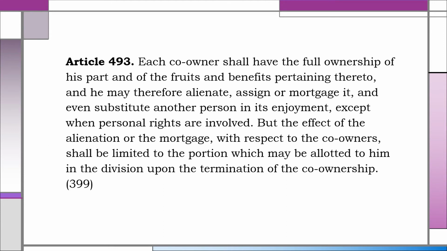If a co-owner sells the entire common property, the sale is valid only insofar as his share is concerned, unless the other co-owners consented to the sale. When a co-owner sells his share to a stranger, it is the stranger who should participate in the partition and not the original co-owner, since the vendor has ceased to have an interest in the co-ownership.